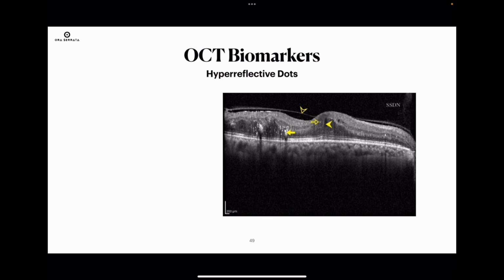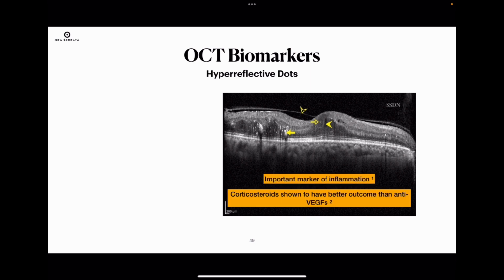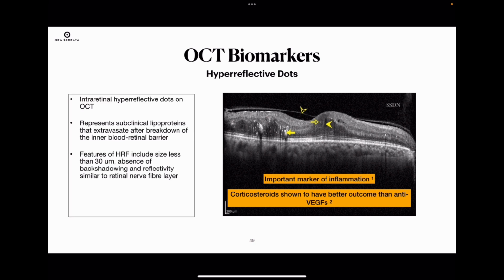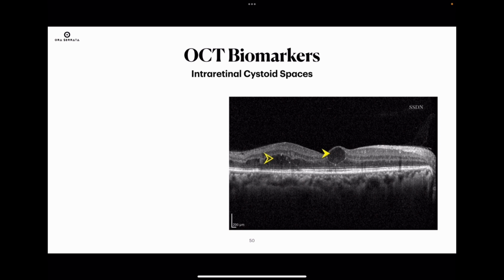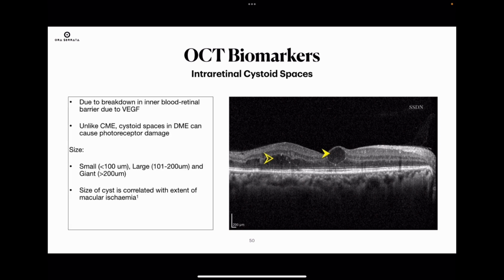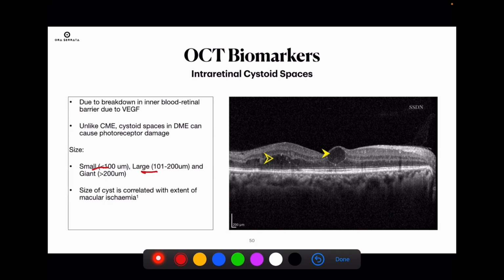So the other type of OCT biomarkers are hyperreflective dots. These are mainly important markers of inflammation, and in studies they have shown that if corticosteroids are used, then they have a better outcome than anti-VEGFs. Then there are intraretinal cystoid spaces, and these have been divided into small, large, and giant, and the size of the cyst has been correlated with extent of macular ischemia.